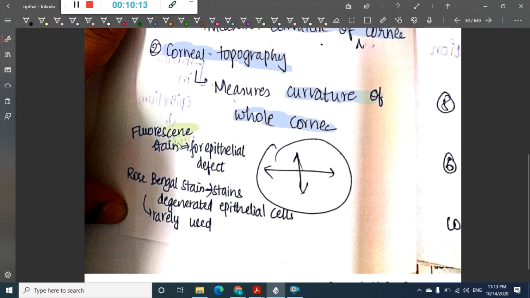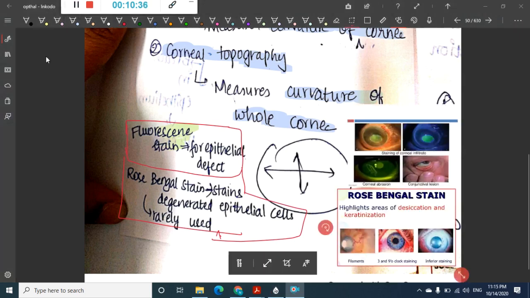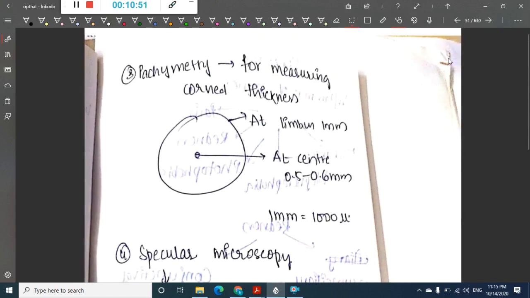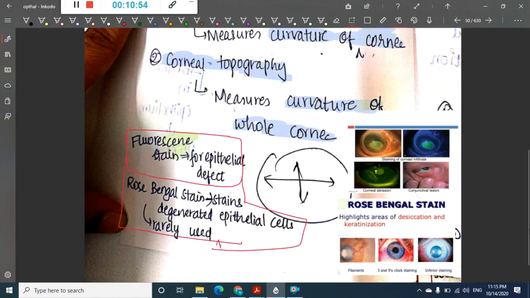Then we have a stain called fluorescein stain. This fluorescein stain is mainly for epithelial defects, whereas rose Bengal stain is mainly for degenerated epithelial cells. Rose Bengal stain is rarely used, but we generally use fluorescein stain. This is the fluorescein stain which is used, and this is the rose Bengal stain, which highlights the areas of desiccation and keratinization.